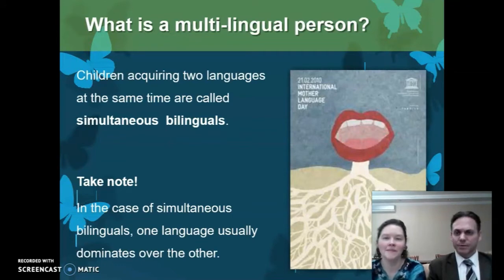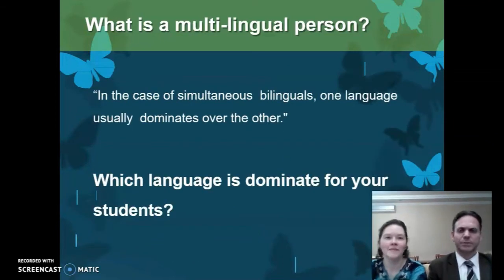A multilingual person, for example, there are children who learn two languages at the same time. It's called simultaneous bilinguals. In most cases of simultaneous bilinguals, there's usually one language that is dominant over the other. Which language is dominant for you or for your students?